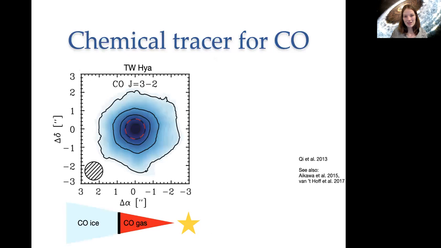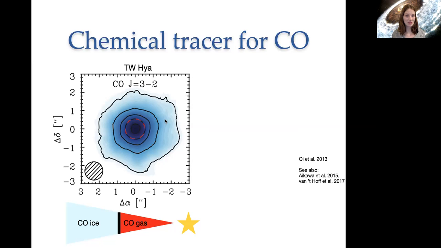So let's first take a look at the CO snowline. How do we actually find it? Because CO is very often optically thick, which means that we cannot see the midplane where CO freezes out. And that's also what you can see over here. You have CO observations in TW Hydra, and CO is detected everywhere in your disk, essentially. So in order to still find the CO snowline, we use a chemical tracer.